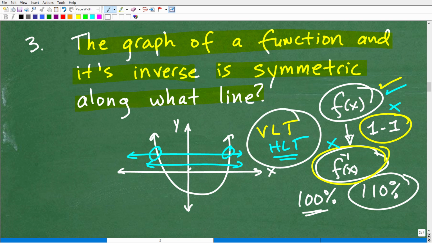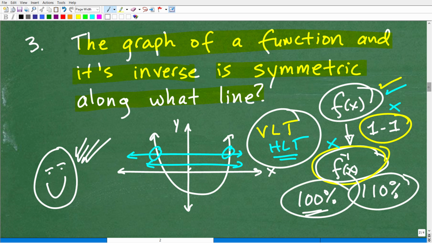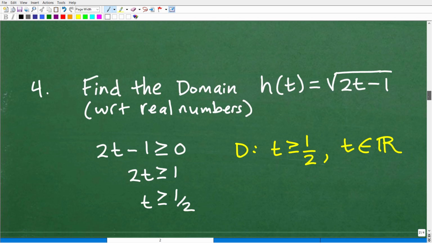So if you understand the VLT and HLT, well, that's pretty awesome. I must go ahead and give you an awesome happy face, and we'll give you 3 check marks. Matter of fact, 4 check marks, because if you get the bonus question right and all these other questions right, you've already aced this quiz. But let's go ahead and finish up with this last question here.